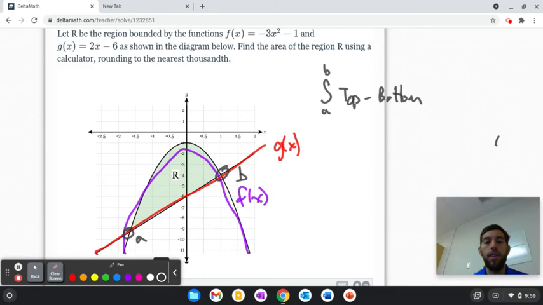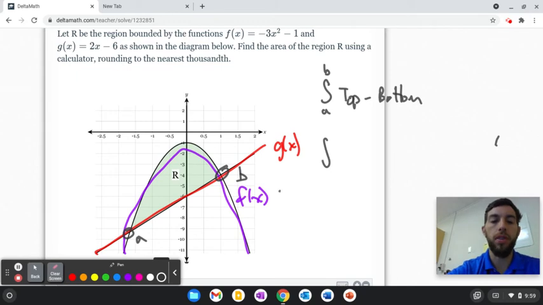So let's write this out, and then we'll go over how we do this on the calculator. It's going to be the integral from, now this point is not exactly clear. It's somewhere between negative 1.5 and negative 2, so we can't find that just by eyeballing it. So I'm not going to do that right now. This one looks like it's at positive 1, but I'm not exactly sure. So let's hold off on the limits for a sec. Let's do the top function minus the bottom.